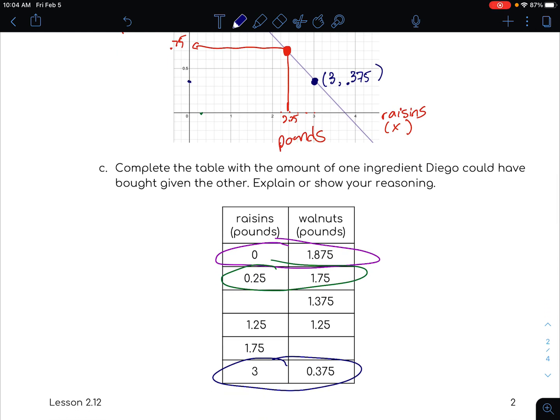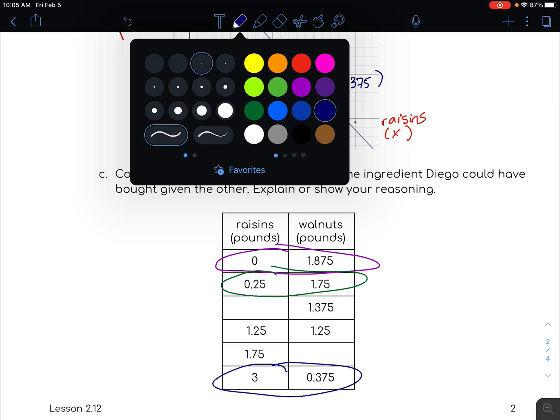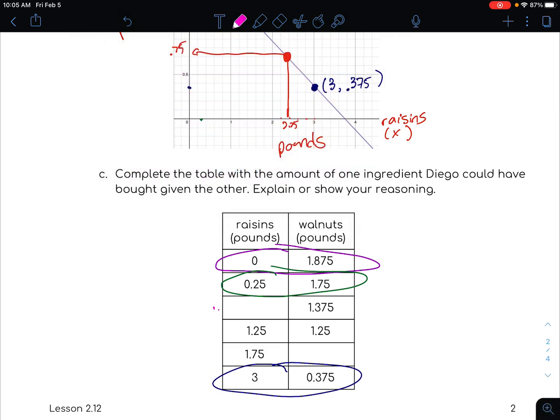All right, what about some of these other ones though? Actually, there was another one, 1.25, 1.25, but I think you got the idea. What about some of the other ones that we need to solve for? So let's do this one. Let's find a color here. So this one over here.